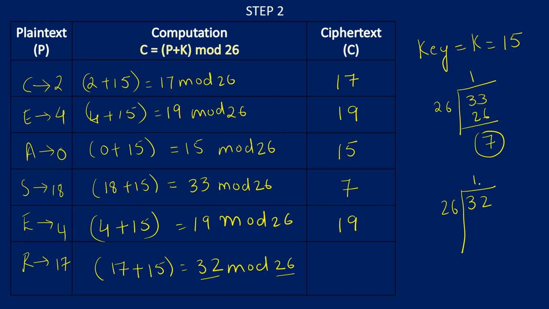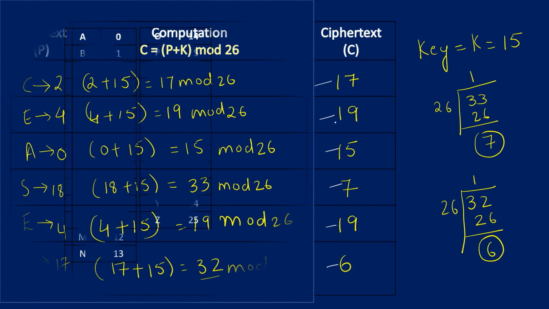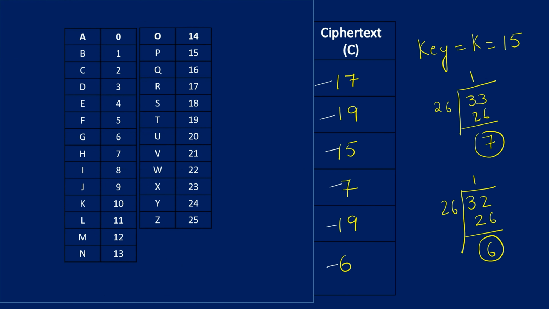26 into 1 is 26 and the remainder that you get is 6. So 6 is my answer for 32 mod 20. So I got my ciphertext numbers. The next step is that we have to map each of these numbers to its corresponding ciphertext letters. For that we require the mapping table.